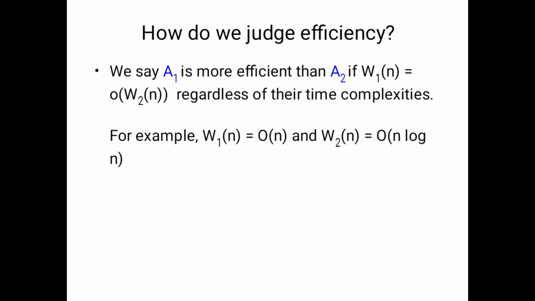Let us say A1 and A2 are two algorithms. A1 is more efficient than A2 if the work complexity W1 of n is equal to order of W2 of n, regardless of their time complexities. For example, here W1 of n is equal to order of n and W2 of n is equal to order of n log n.